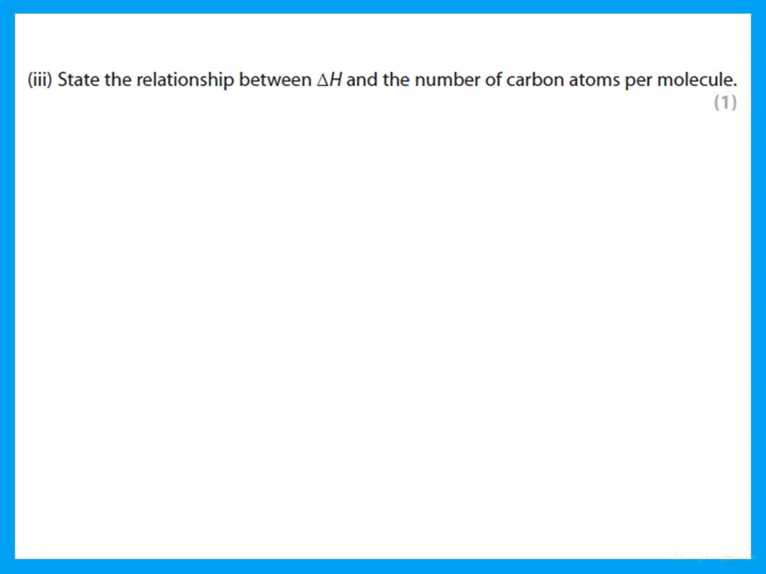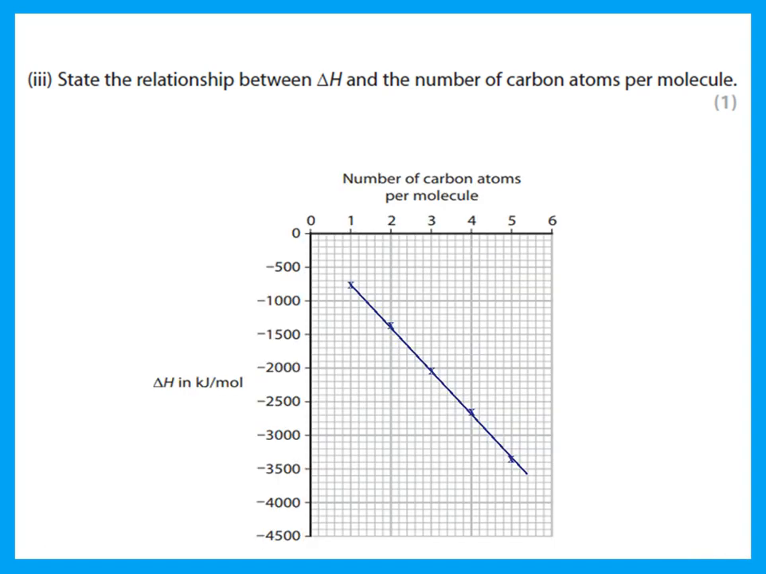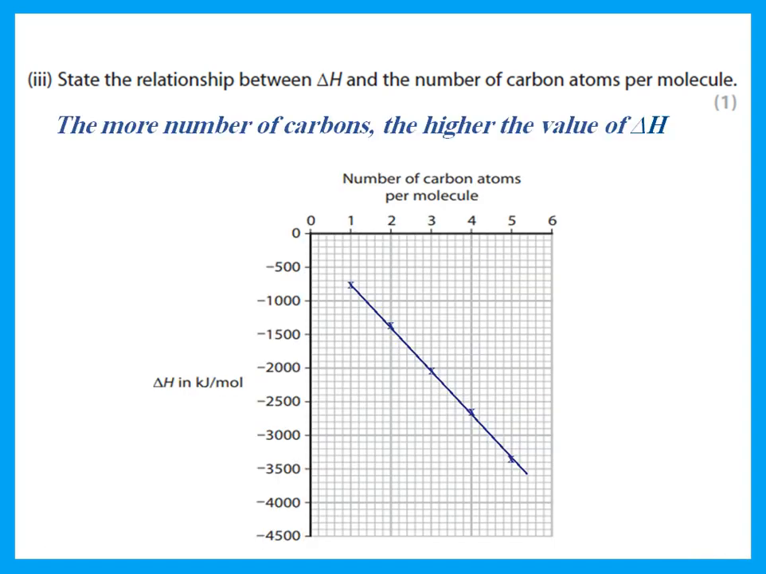State the relationship between ΔH and the number of carbon atoms. So looking at the graph, obviously, as the number of carbon atoms increases, the ΔH is larger. Remember, it's a negative number because it's exothermic, but the numbers are larger for larger numbers of carbons.